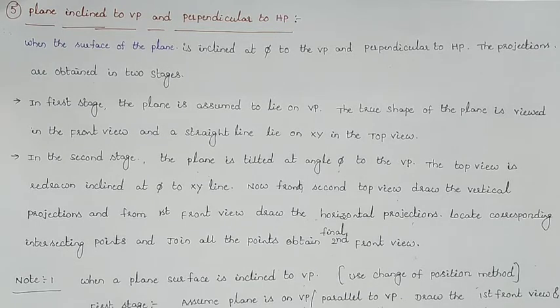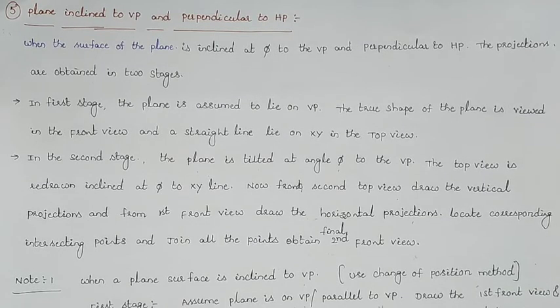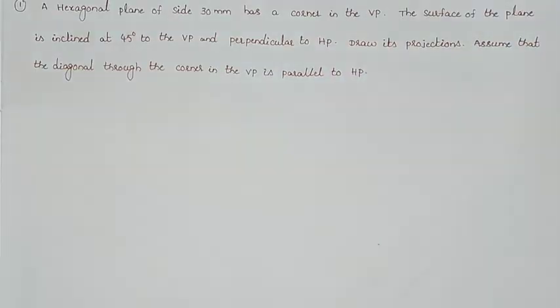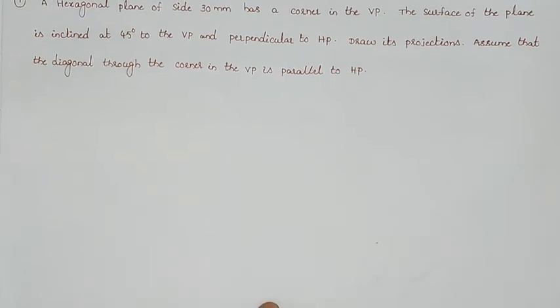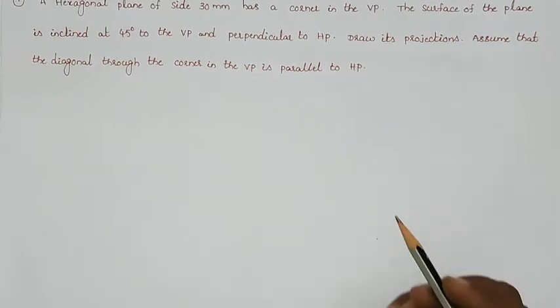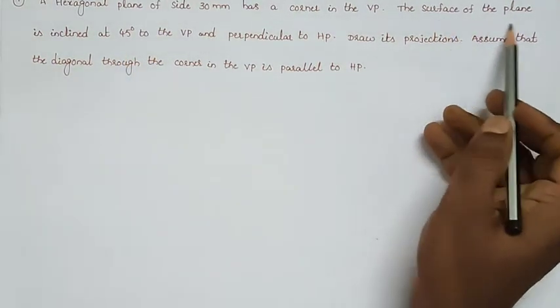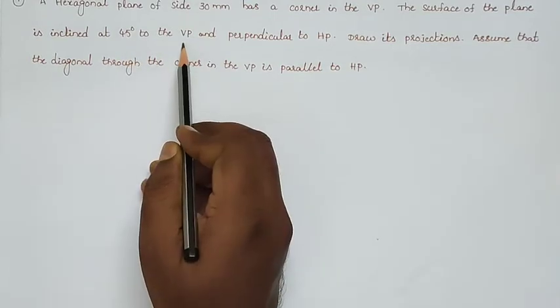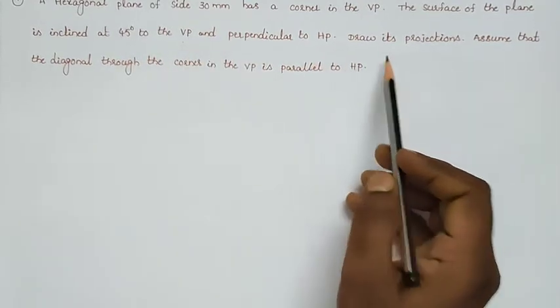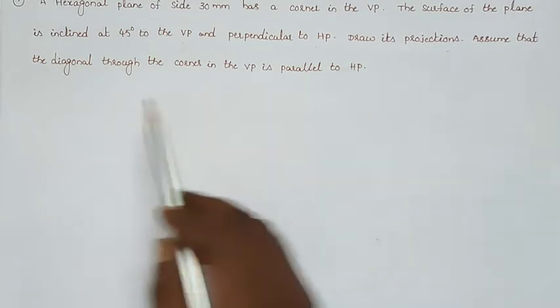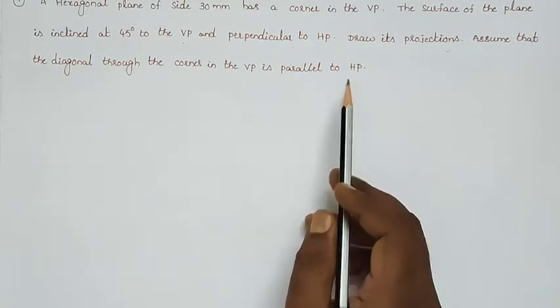Coming to the second stage, the plane surface is inclined with respect to the VP. In that position, draw the second top view and second front view. The first problem: a hexagonal plane of side 30 mm has a corner in the VP, and the surface of the plane is inclined 45 degrees to the VP and perpendicular to the HP. Draw the projections. Assume that the diagonal through the corner in the VP is parallel to the HP.